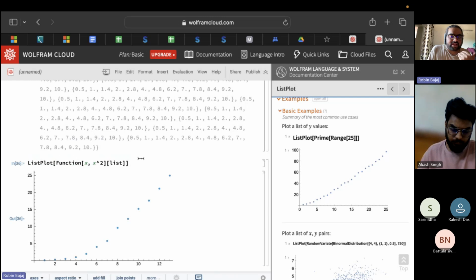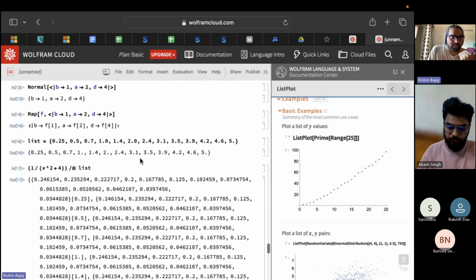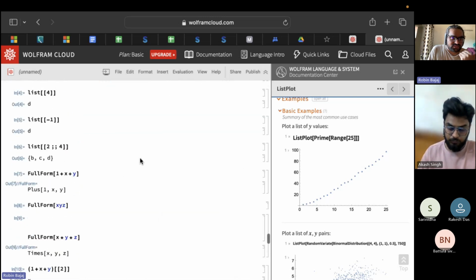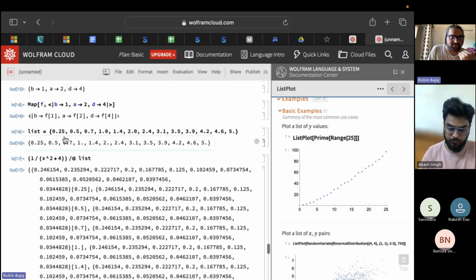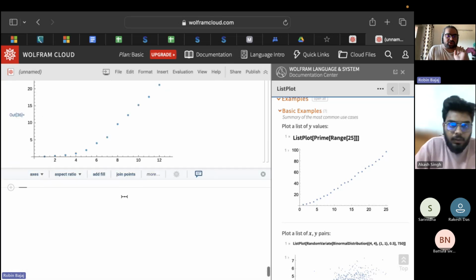For 2, it gave the value 0.5 square. What was our list? This one. For 3, it gave the value 0.7 square. Okay. So it plotted it.